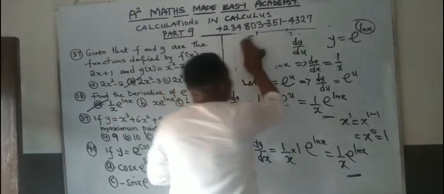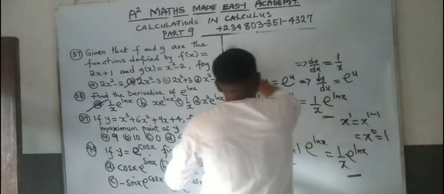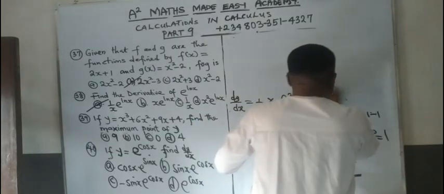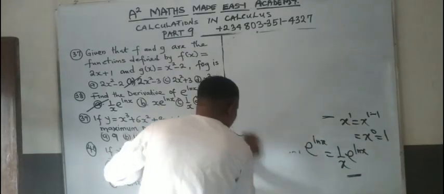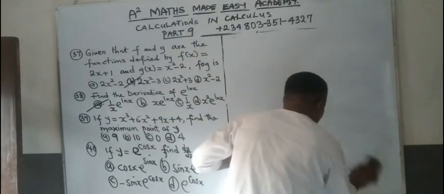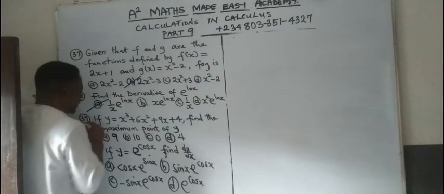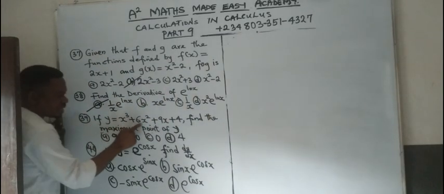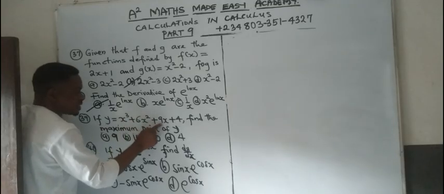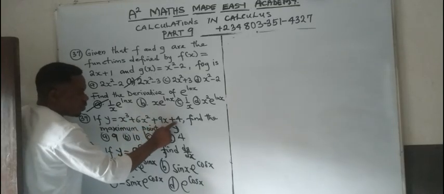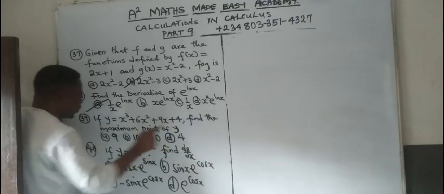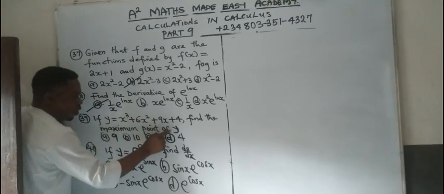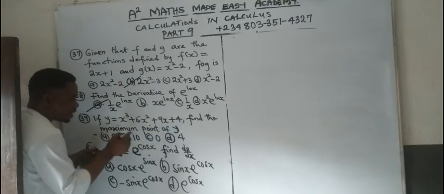I'm done with question number 38. Can we now move to 39? What did I say? Question number 39. What is 39 talking about? Watch. Now let's recite it. 39 says, if y is x raised to power 3 plus 6x to power 2 plus 9x, then plus 4, find the maximum point of y. We are looking for the maximum point.